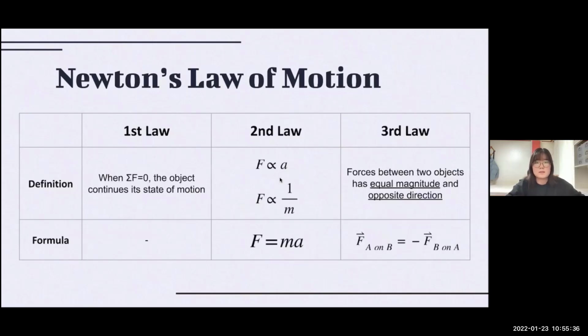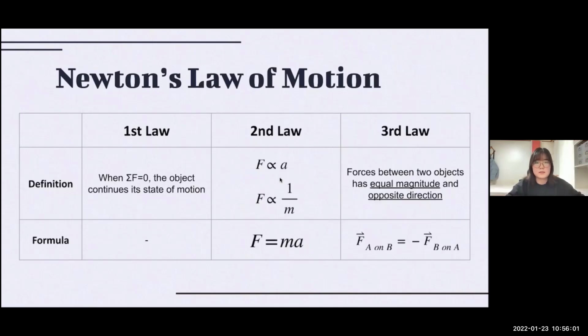The second law is the most commonly known one, which is F equals ma. The force is directly proportional to the acceleration of an object and inversely proportional to its mass. So if there exists a net external force acting on the object, it accelerates, and the direction of the acceleration is the same as the direction of the net force.